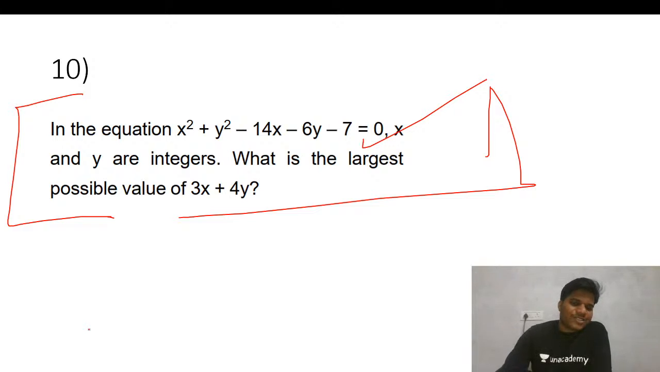Okay, no issue. These are the things that you have to consider in the exam. These are the things you have to be attentive about in the exam. These are the small things where you may lose your marks. So definitely be attentive.